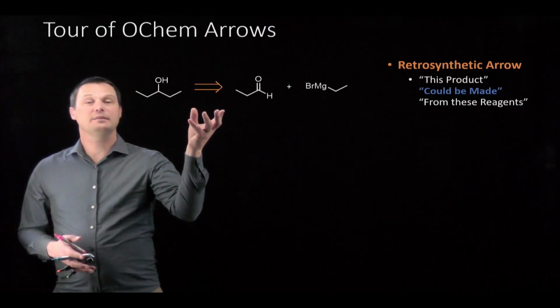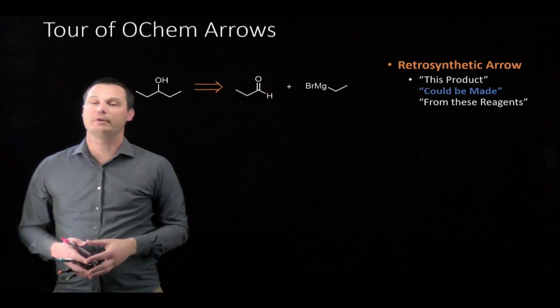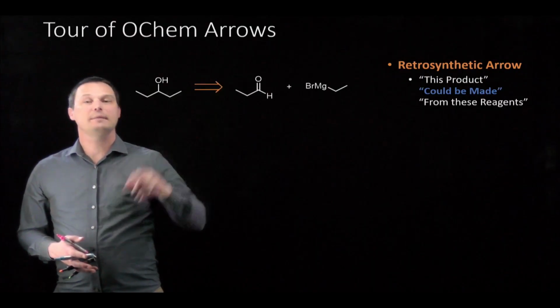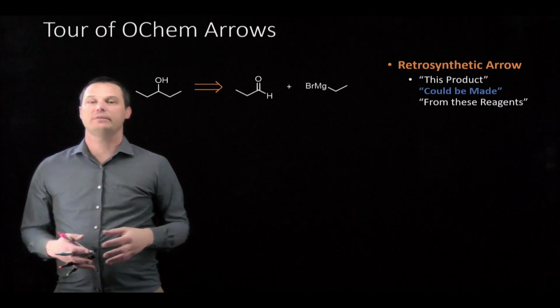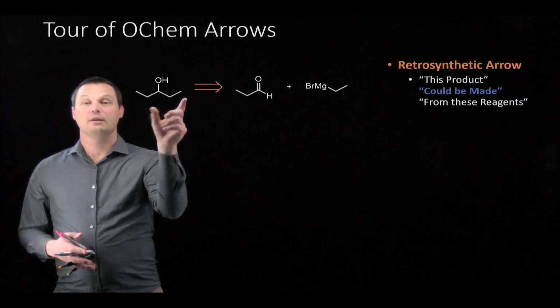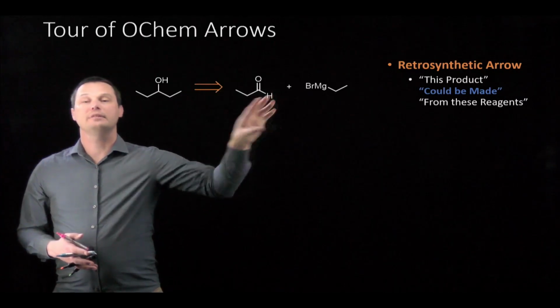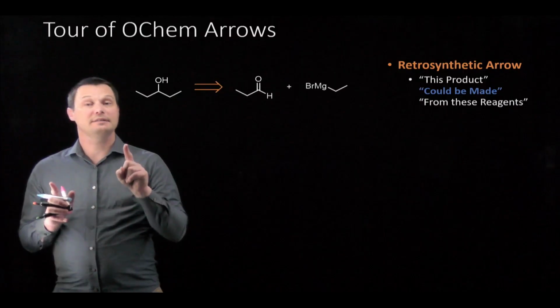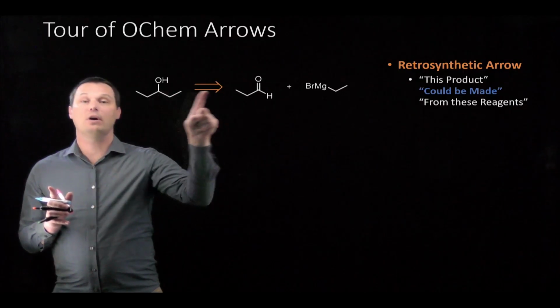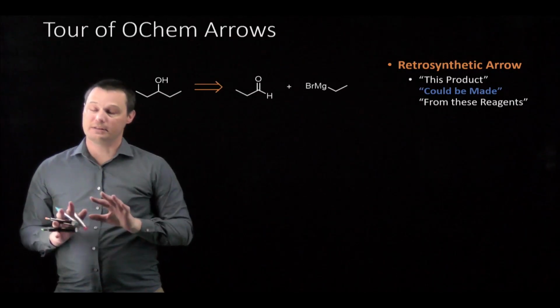This is not intended to be a real reaction, it's more intended to be a thought experiment. The retrosynthetic arrow with the 2 stems on that arrow means something very specific. It means that this product was made from these starting materials. Let me be very clear. It is not saying that we are turning this alcohol into an aldehyde and a Grignard reagent. That is not what we're saying.